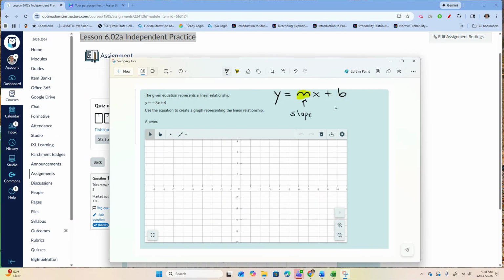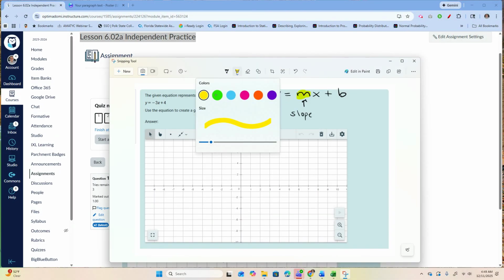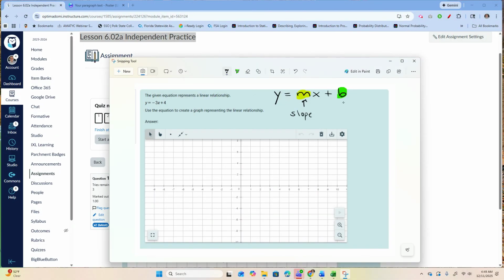and the b, let me change it to green, and the b is called the y-intercept. Okay, and the y-intercept is the point on the y-axis. So let me add that comment here. So the y-intercept is a point on the y-axis. And remember, the y-axis is this number line here. That's what we call the y-axis.